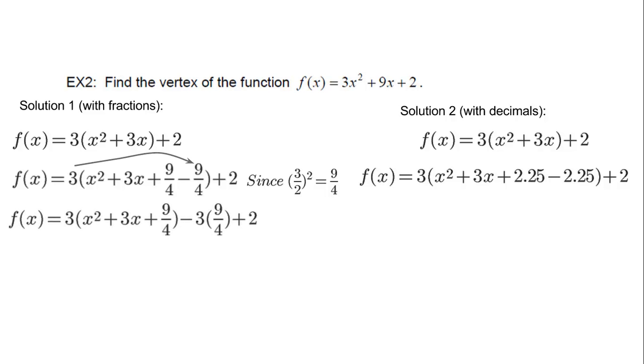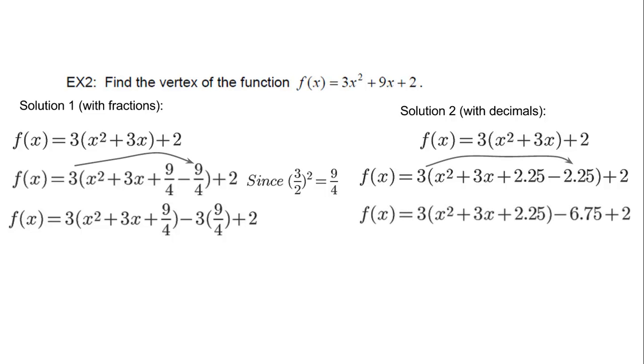Multiply out the -9 over 4, you get 3 times 9 over 4. So you can see where it can get tedious with fractions, because now you're multiplying a fraction by a whole number. In the other one, you're just multiplying 3 times 2.25, which is just 6.75.